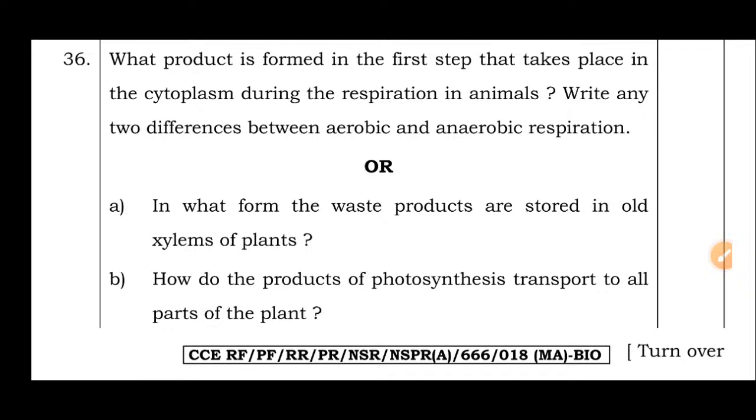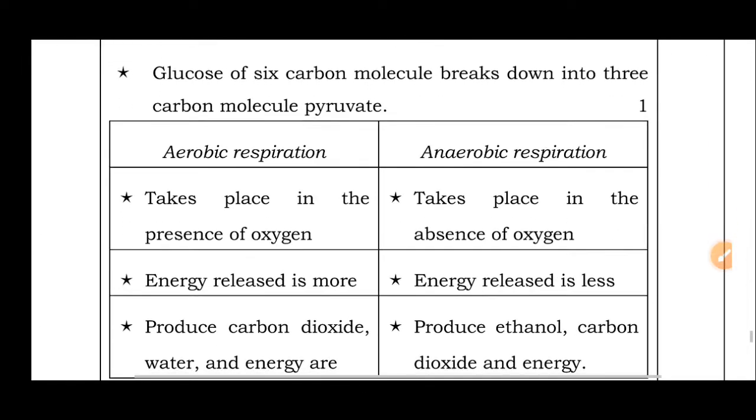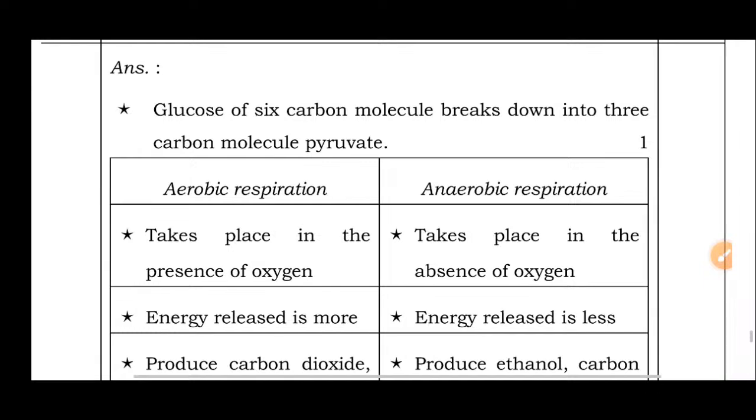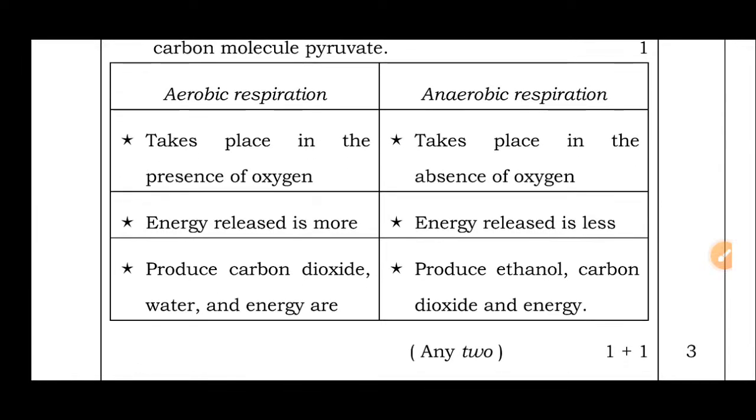36th question. What product is formed in the first step that takes place in the cytoplasm during respiration in animals? Write any 2 differences between aerobic respiration and anaerobic respiration. First we have to see these question answers. Glucose, a 6 carbon molecule, breaks into 3 carbon molecules; it is converted into pyruvate.